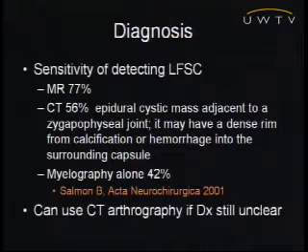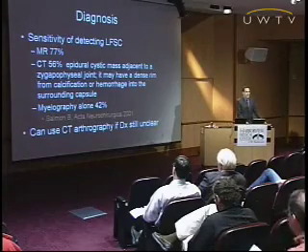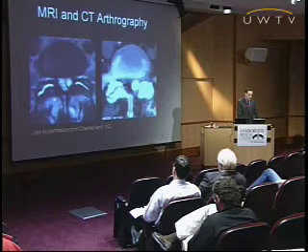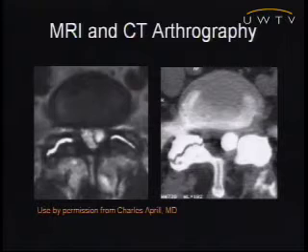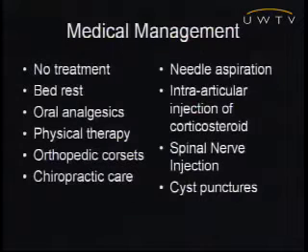Salmon looked at the sensitivities of MRI versus CT versus myelography alone, and he reconfirmed the fact that we would all think, and that is that MRI was the most sensitive tool for detecting cysts, followed by CT, and followed by myelography alone. CT arthrograms are uncommonly done, but they can verify a cyst if it's unclear. And this is a case from Charlie April that was published as part of a case study. You can see on the left-hand side the MRI, and on the right-hand side the CT arthrogram.